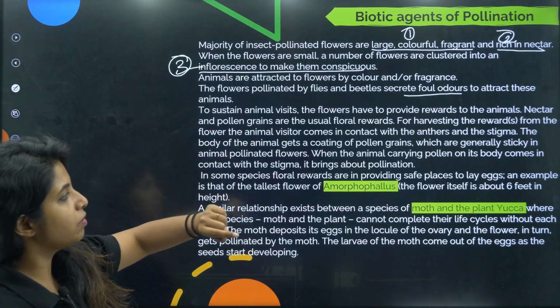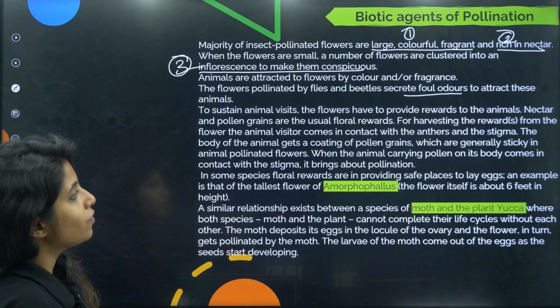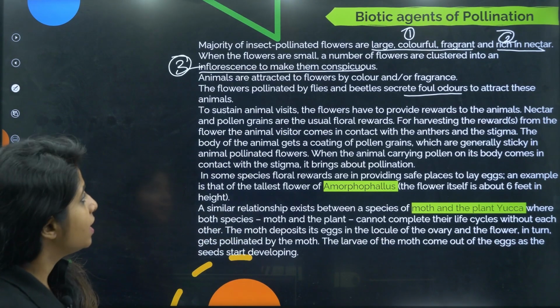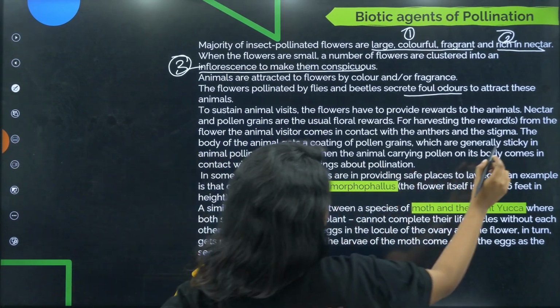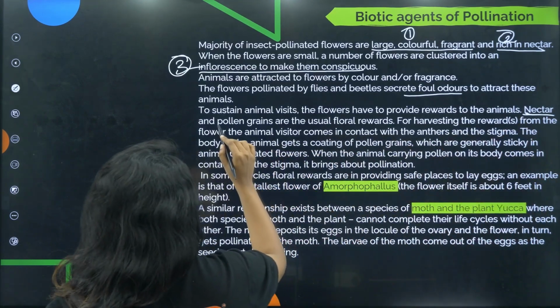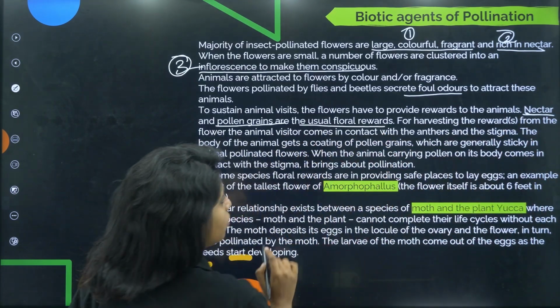So, to sustain animal visits, so that the animals are coming, the flowers have to provide rewards to the animals. Nectar and pollen grains. Okay. So, what are the rewards usually? Nectar and the pollen grains are the usual floral rewards.